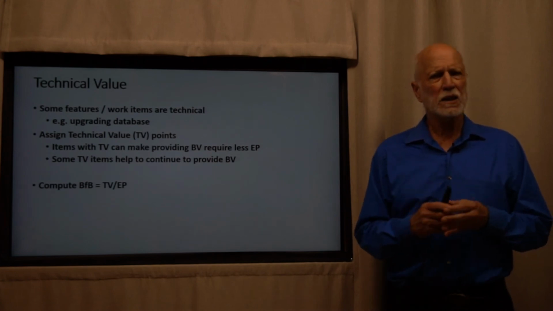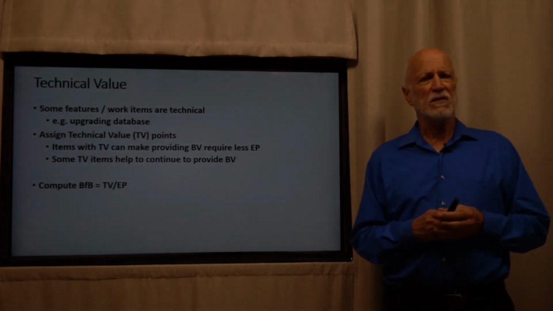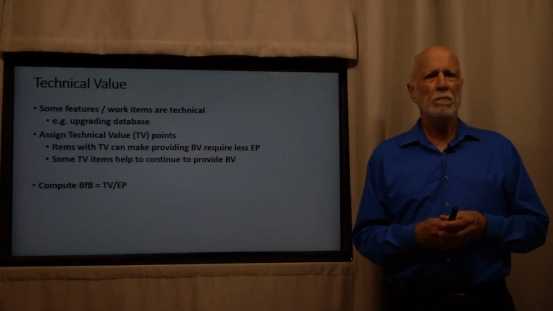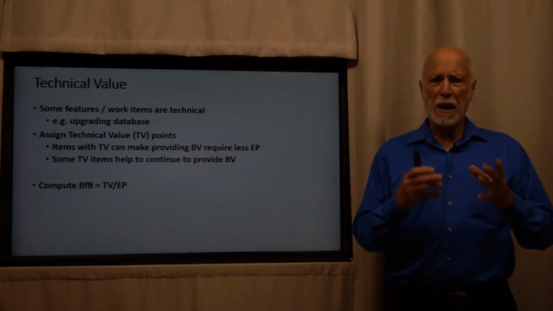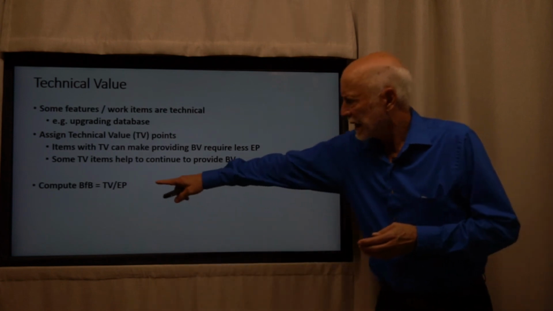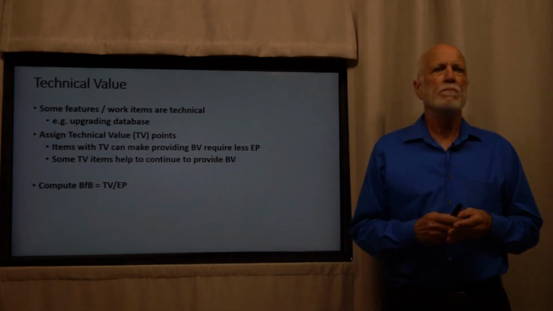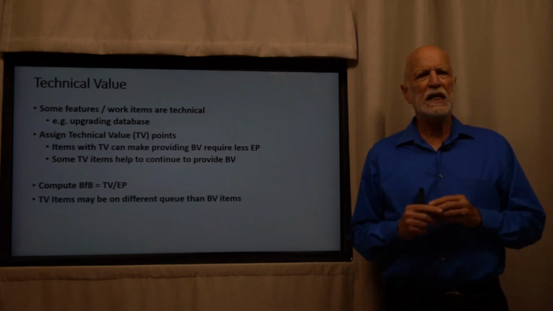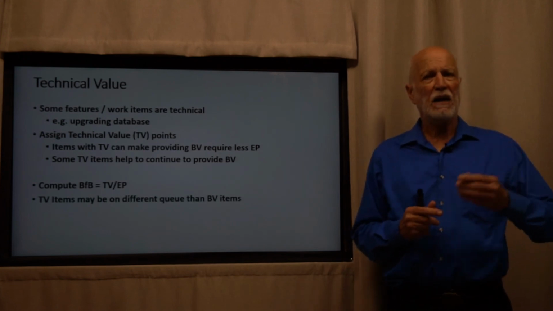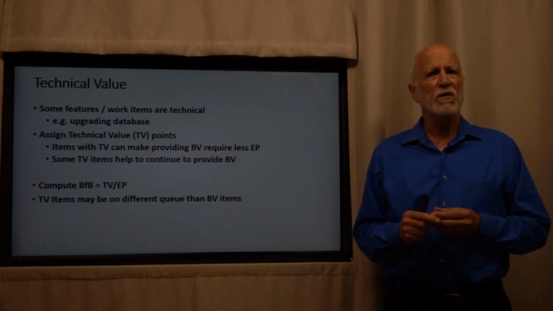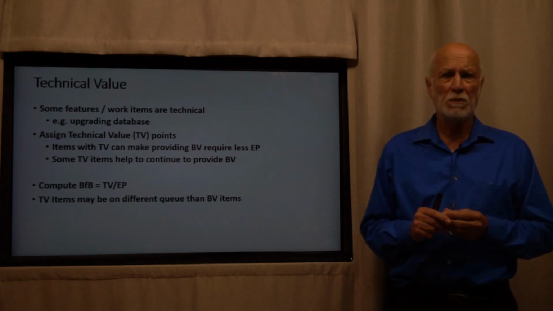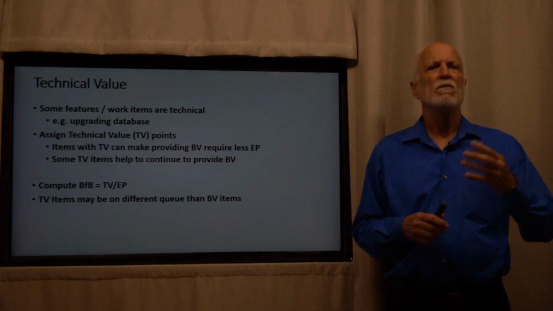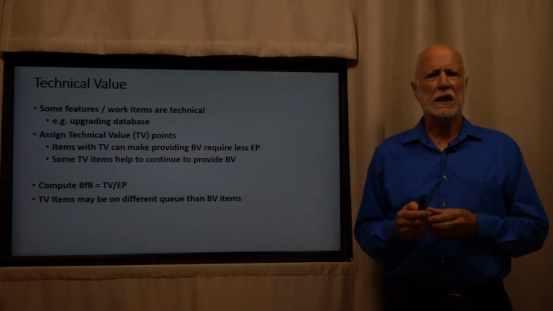And we can estimate these just like we did business value, and it would be done by the technical people. We compute our bang for the buck, which is our technical value divided by effort points. And now we can put these items, prioritized by bang for the buck, probably on a different queue than business value items, or you could come up with some prioritization scheme for business value and technical value items.